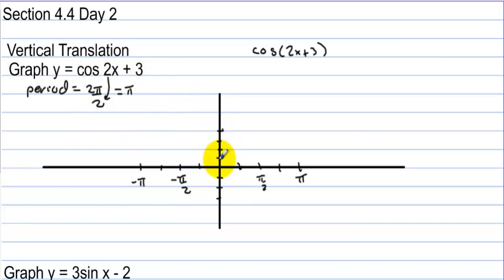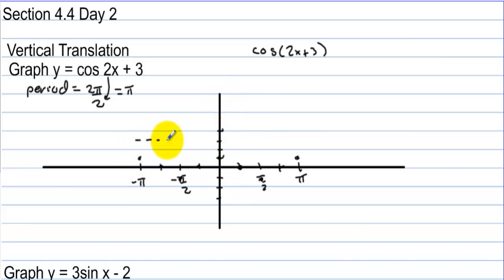Cosine starts at 1, but everybody's moved up 3. Well, let's just graph cosine. Here, down to -1, back to 0, and up to 1. And then we'll go backwards with this. Go to 0, -1, 0, and 1. Now move everybody up 3.